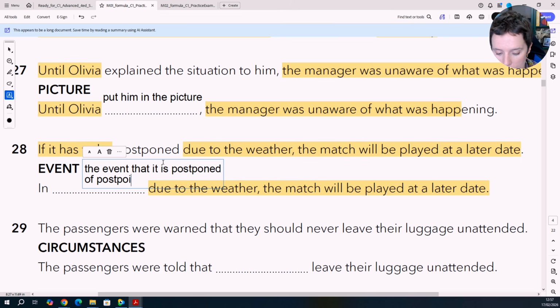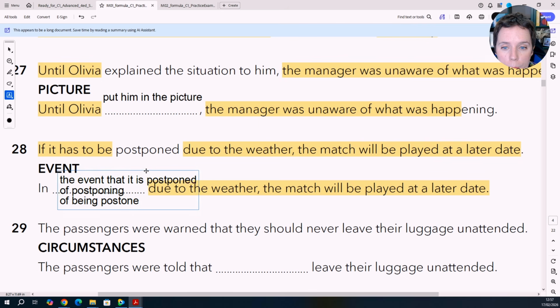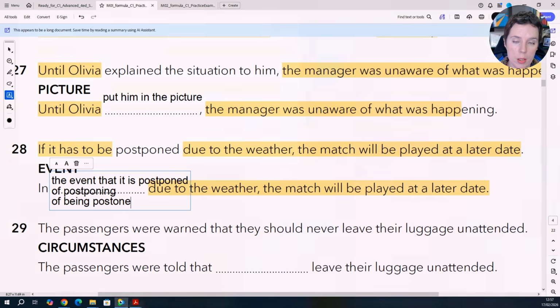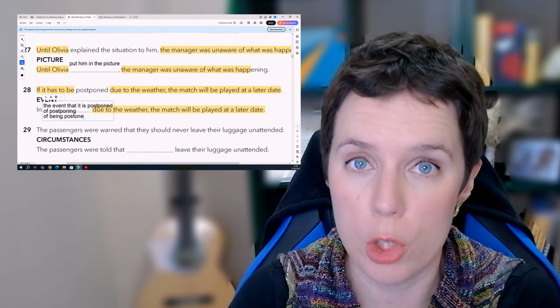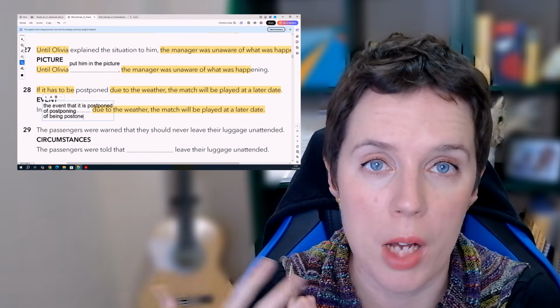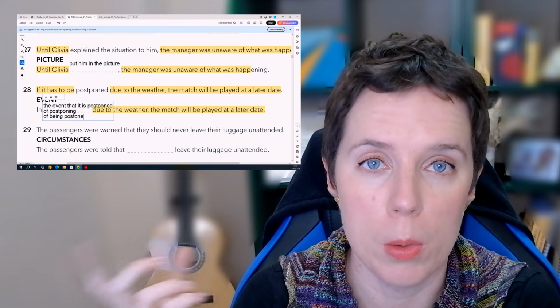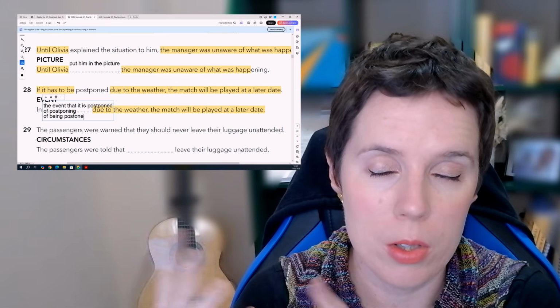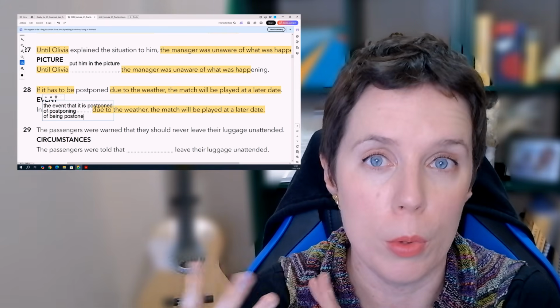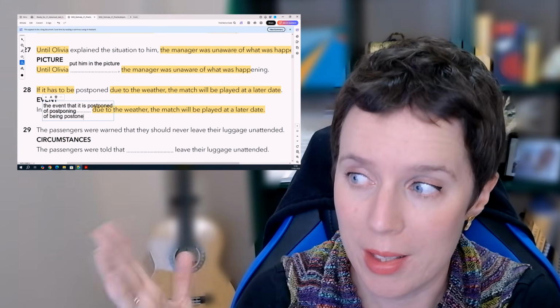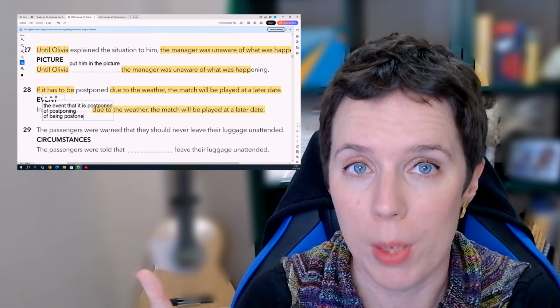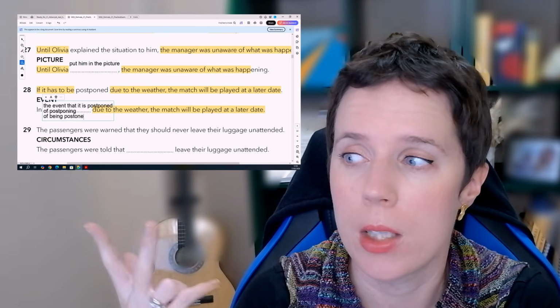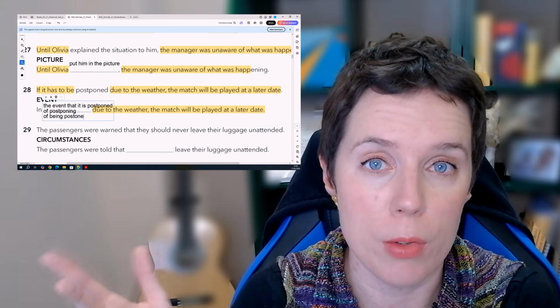You can do it that way as well. Or you could say in the event of being postponed. So there's several different verb patterns here. So you've got multiple options. Okay. So sometimes they do that, especially with reported speech and verbs like recommend or advise or stuff like that. They generally give you different verb patterns to see if you can play around with them or if you know which is correct. In this case, all three are correct. All three make sense. All three are grammatically correct. And you've used the correct amount of words.